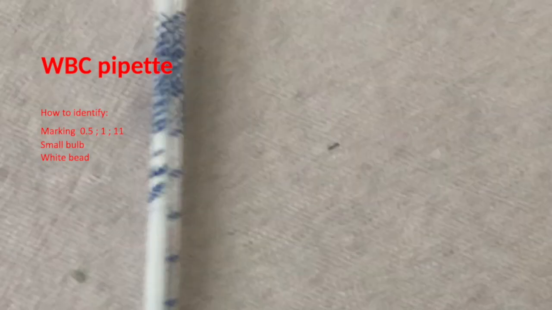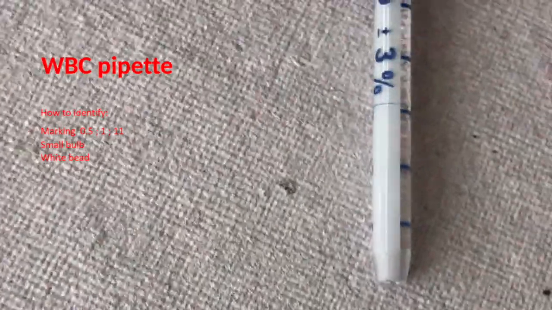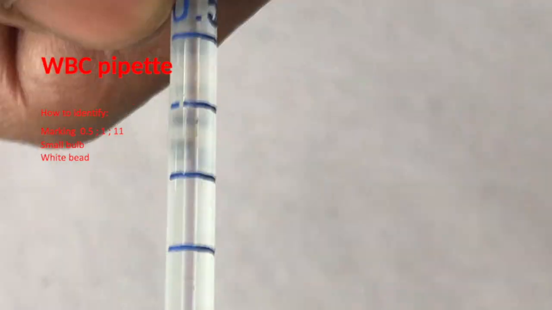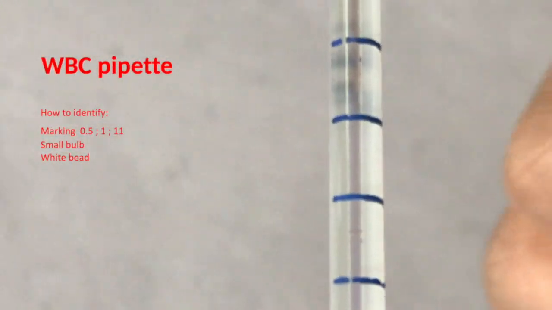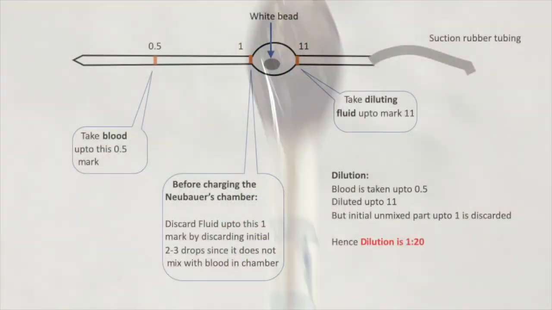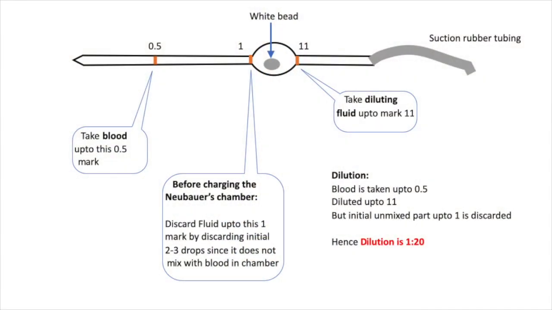This is the WBC pipette, which has markings up to 0.5, 1 and 11. It has a small bulb and a white bead, which helps in identifying this pipette also, and this is the 0.5 mark, and we have the 1 mark which is here just below the bulb, and above the bulb there is the mark 11. This is the diagrammatic representation of that pipette, where you take the blood up to these marks, and note that the dilution becomes 1:20 when we do like this.